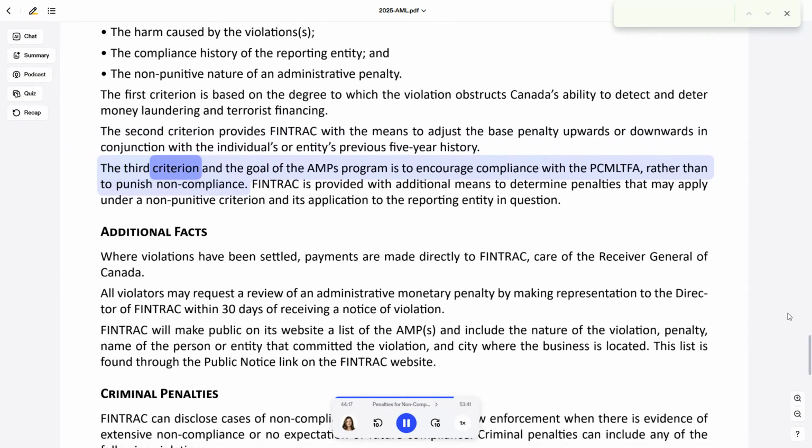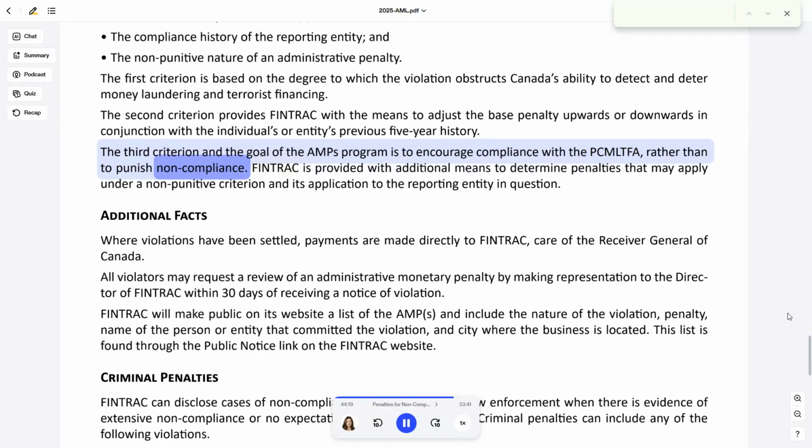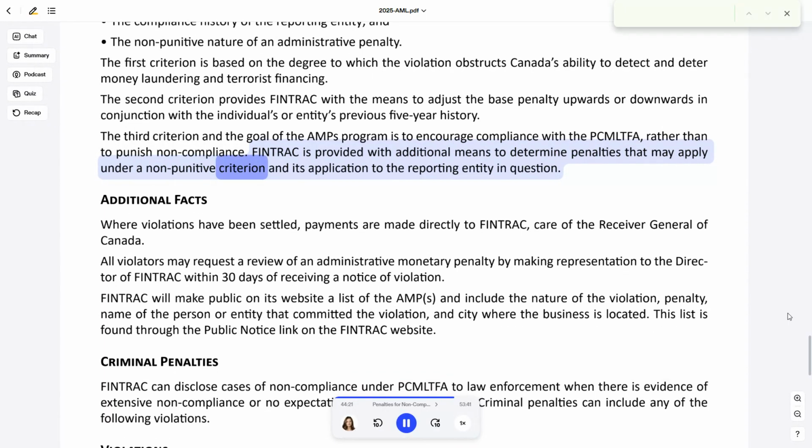The third criterion, and the goal of the AMPS program, is to encourage compliance with the PCMLTFA, rather than to punish non-compliance. FINTRAC is provided with additional means to determine penalties that may apply under a non-punitive criterion and its application to the reporting entity in question.